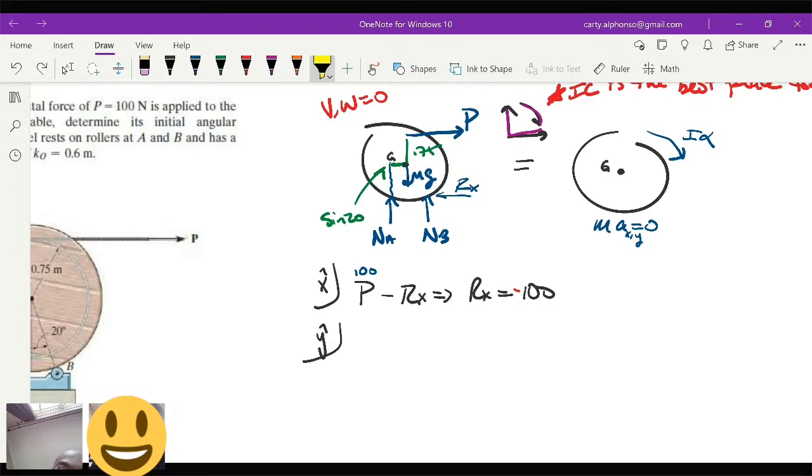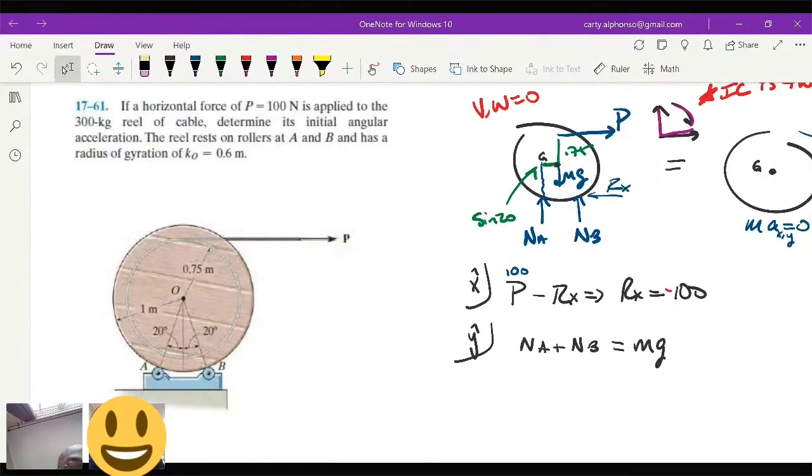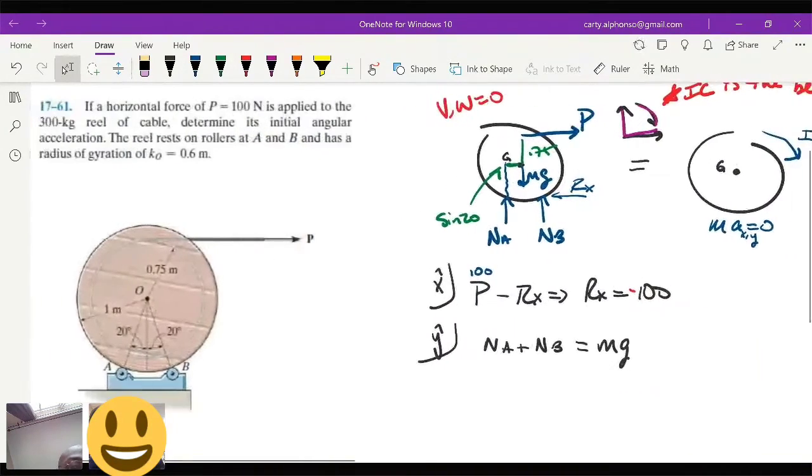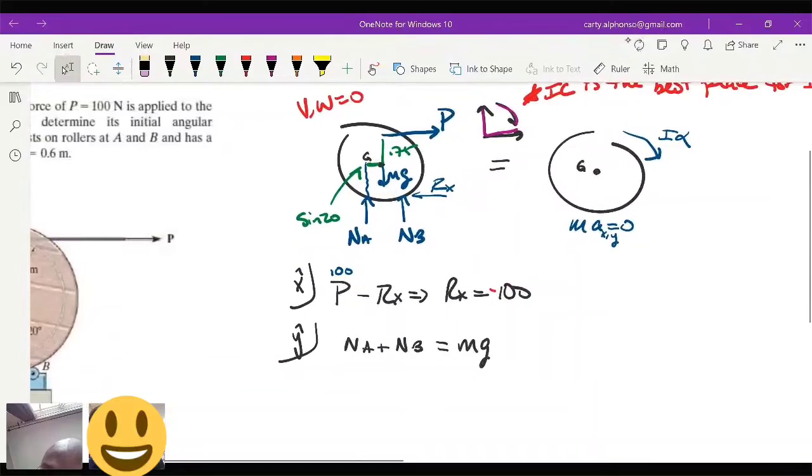In the y direction, we know that 100 equals NA plus NB. So NA plus NB equals 100. Now, this does not prove anything other than that NA plus NB equal, not even 100, my bad, it's mass times gravity. Mg, and Mg is going to be 300 times, I'm going to use 10, so I'm going to say 3,000. All right. And then our Z direction.